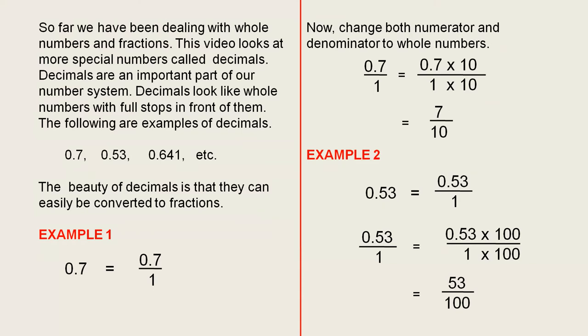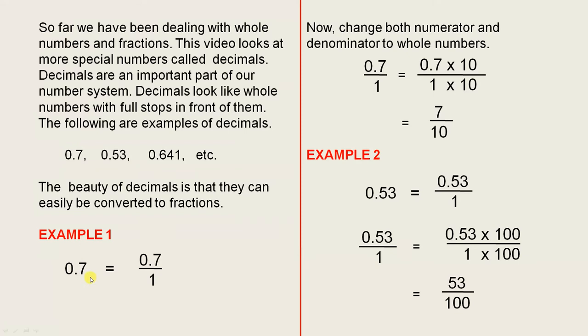The following are examples of decimals: 0.7, 0.53, 0.641. That's how we say decimals. We don't say 641, we don't say 53. We say the individual digits, 0.641, etc. The beauty of decimals is that they can easily be converted to fractions.